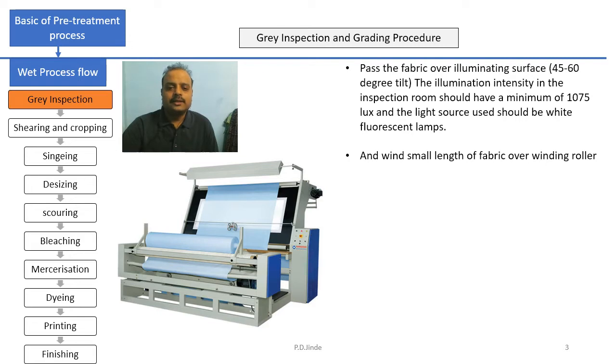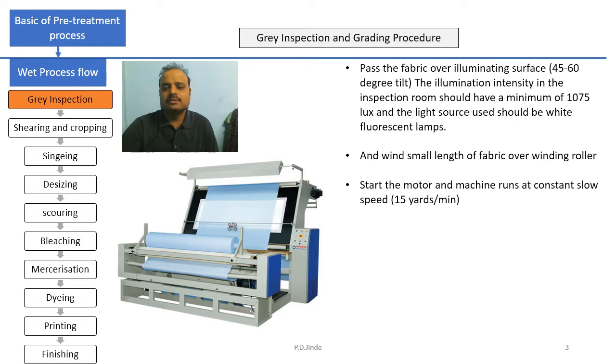Afterwards, after inspecting the fabric, the fabric is wound onto the winding roller, and the winding speed is around 15 yards per minute. A motor is provided to the take-up roller. When that motor rotates, the rotation is given to this take-up or winding roller, and then the fabric passes over it and winds at a rate of 15 yards per minute.